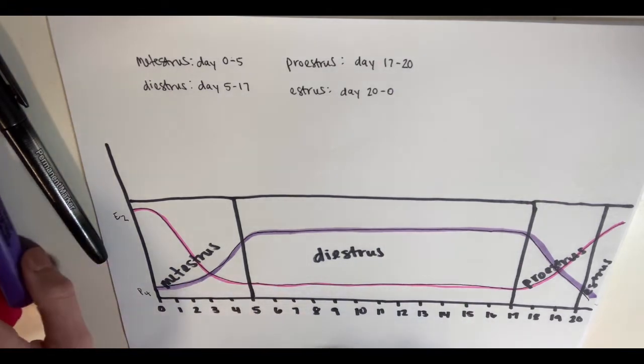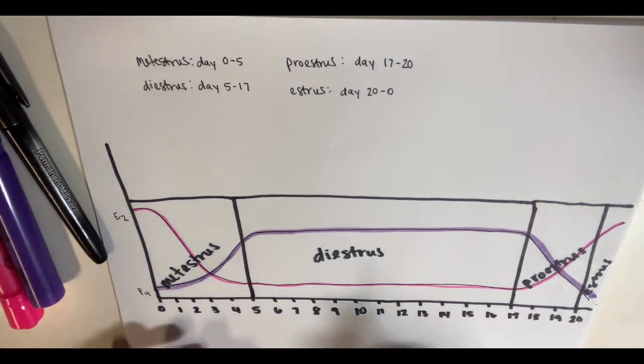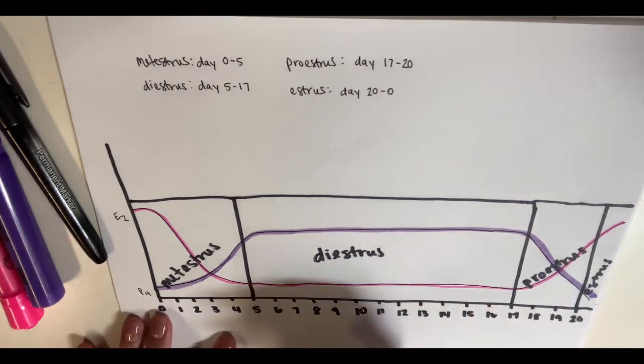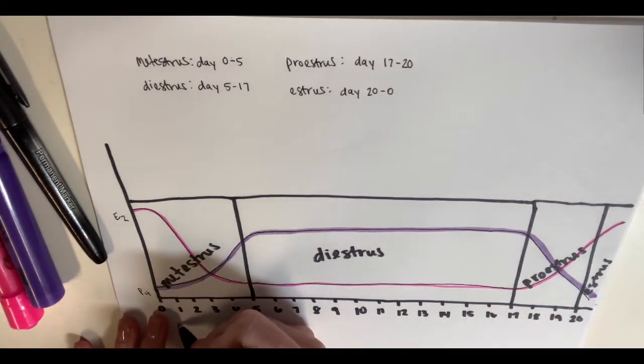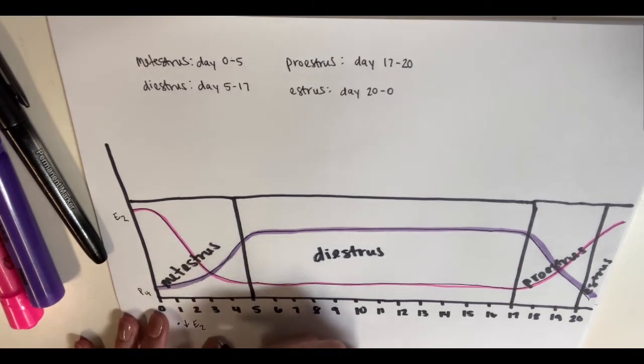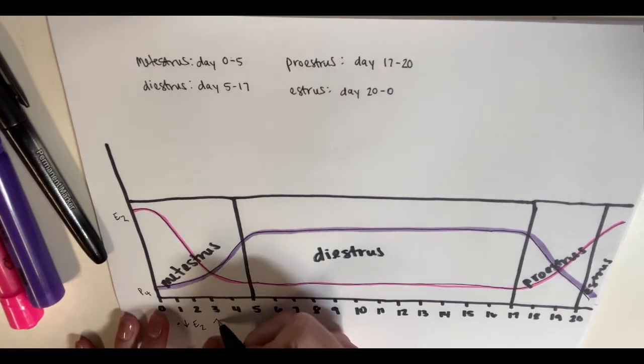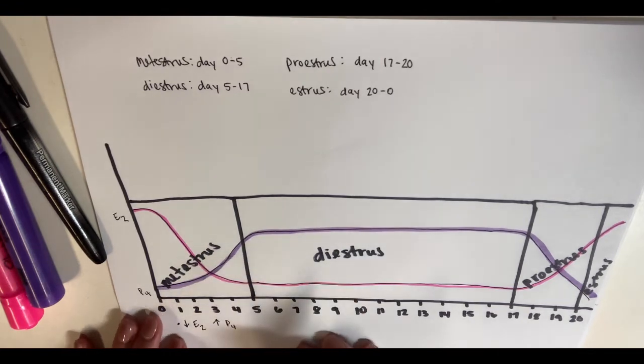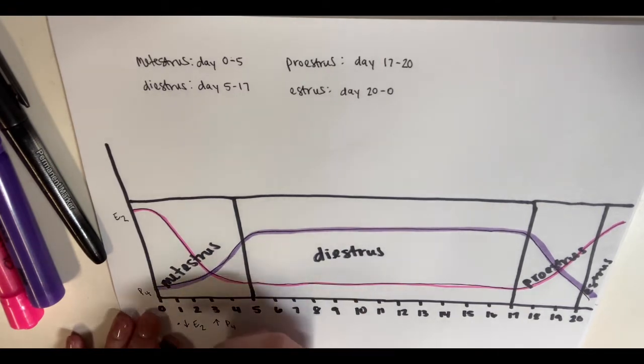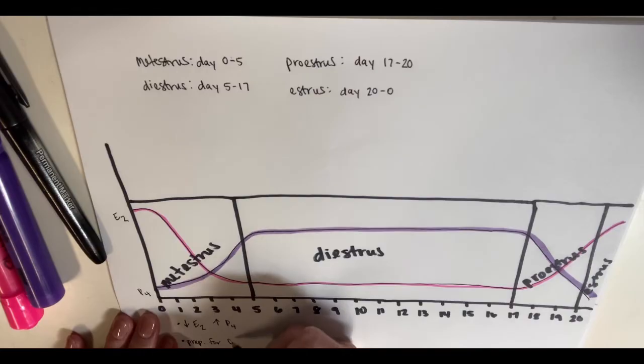So let's go through and look at each of these phases in a little bit more detail. Again, we said during met-estrous, we're going to have a decrease in estrogen or E2 and an increase in progesterone or P4. At this point in time, we're also going to start preparing for our CL. So prep for CL.